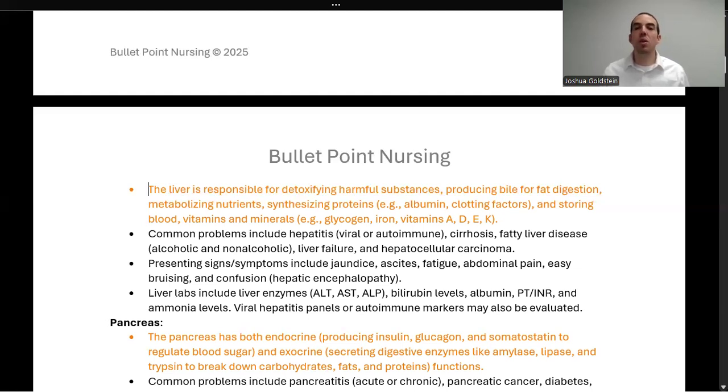What does that mean? That means it works partially, part of its functions are part of the endocrine, the hormonal system, and that's the things such as insulin and glucagon. And then it also has exocrine or digestive functions where it works as part of the GI system, involved in nutrients and our digestion, such as through the production of and usage of amylase, lipase, and trypsin.